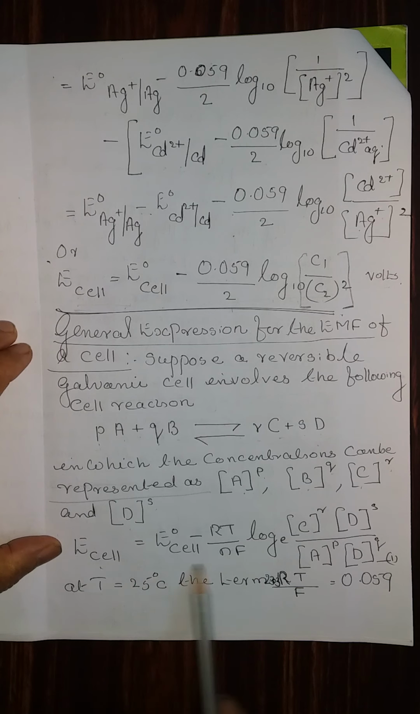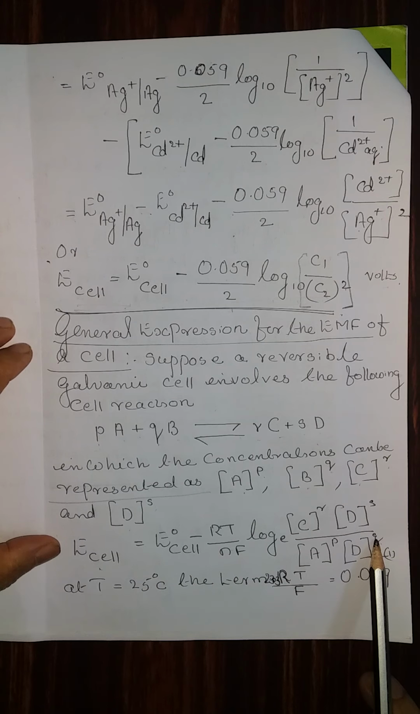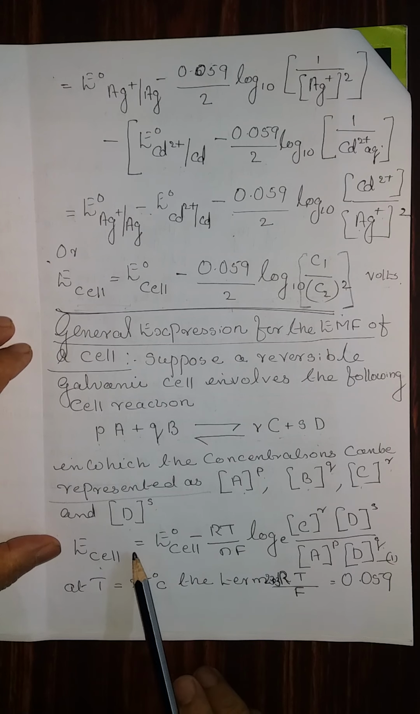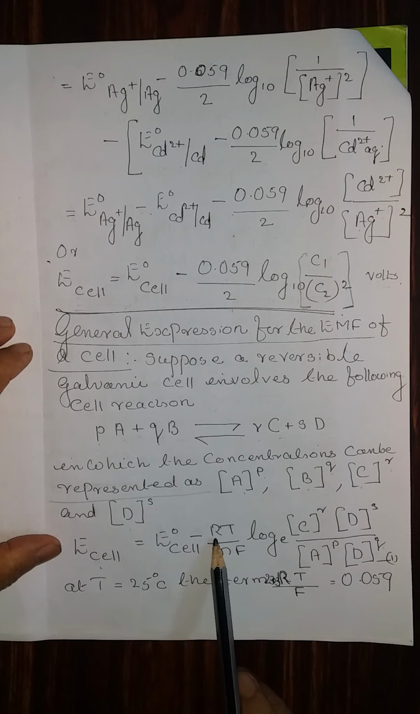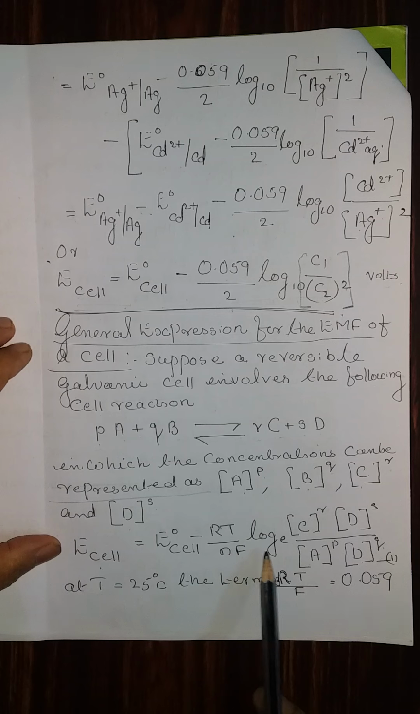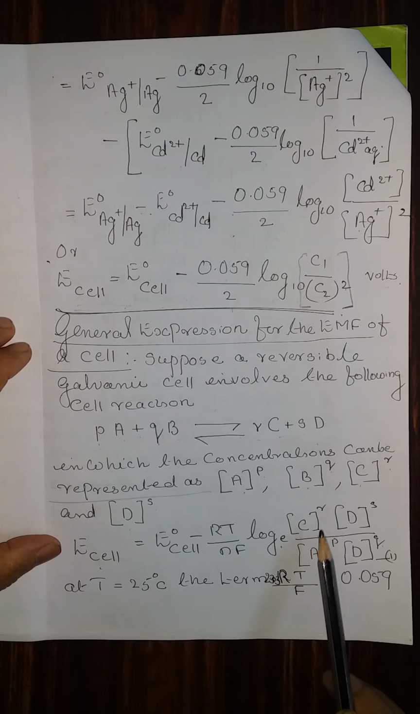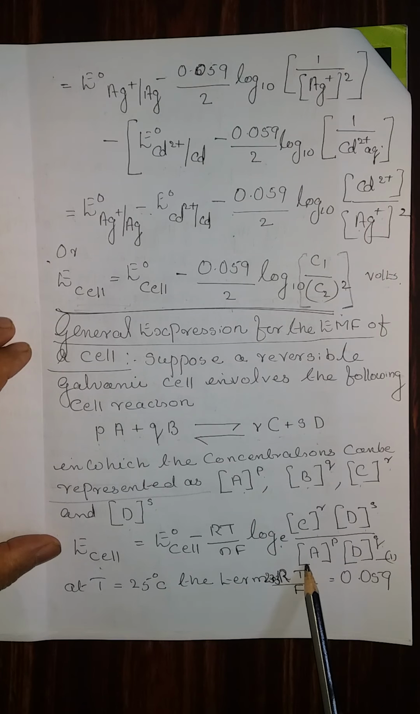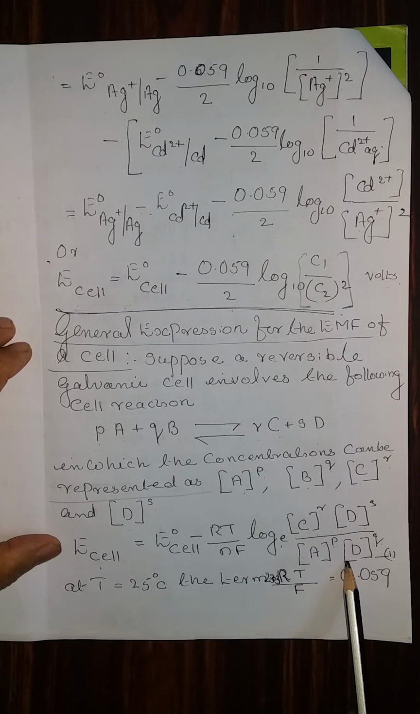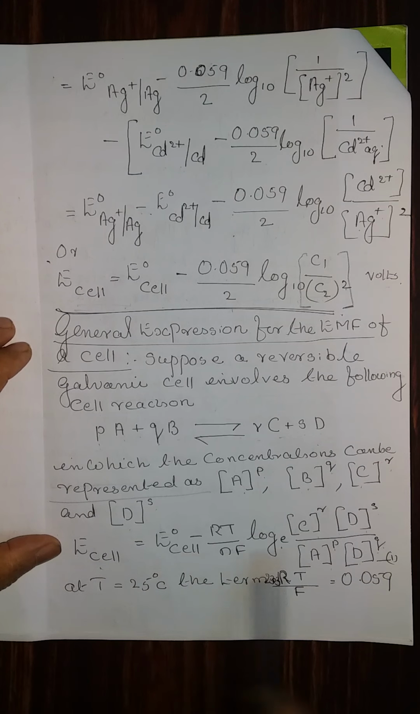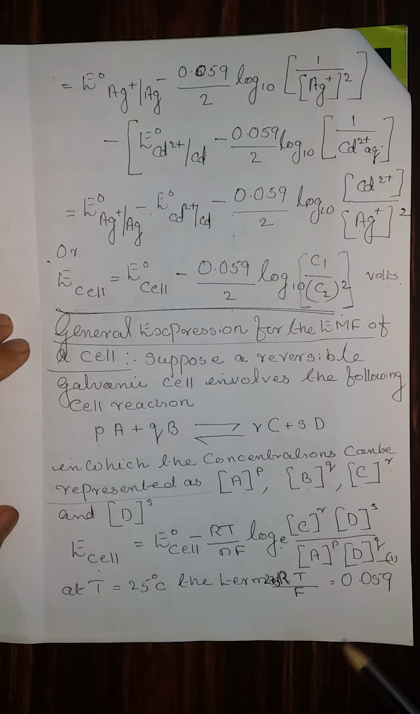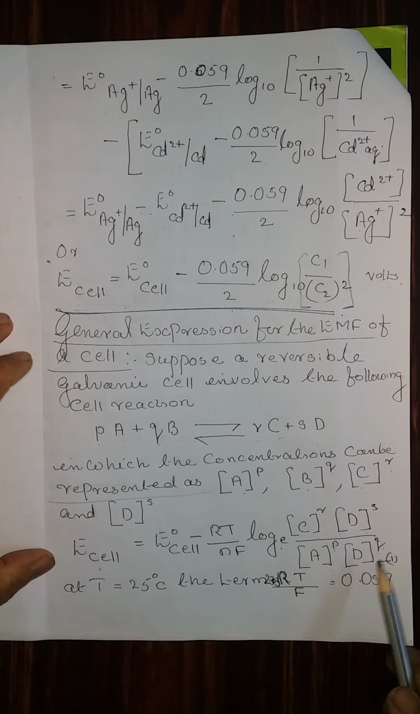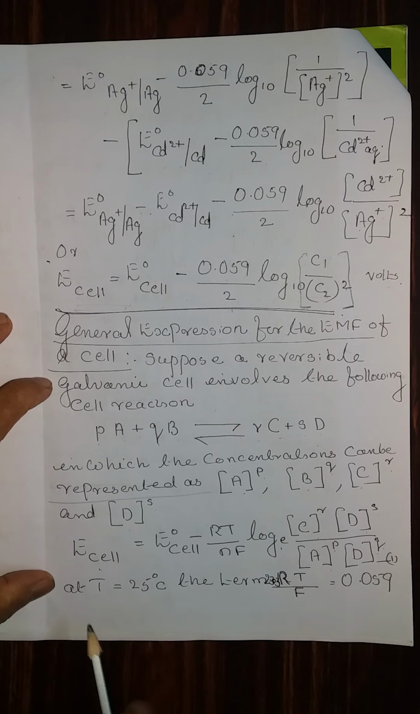E of the cell, we already know the equation. E of the cell can be calculated with this equation: E of the cell is equal to E0 of the cell minus RT by nF log to the base e, concentration of C raised to the power R, concentration of D raised to the power S, divided by concentration of A raised to the power P, concentration of B raised to the power Q. This equation is what you require for any application level questions based on the Nernst equation.